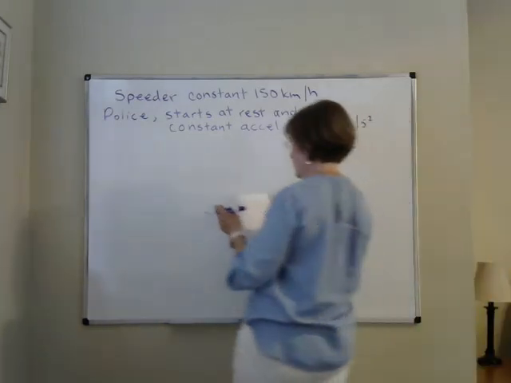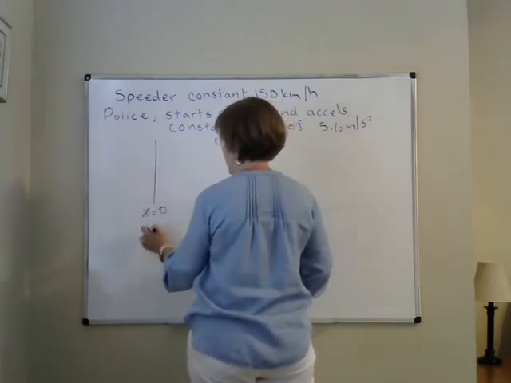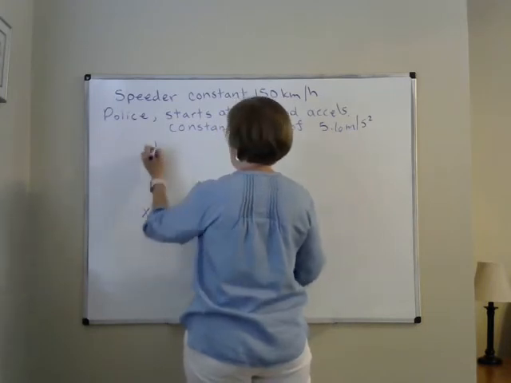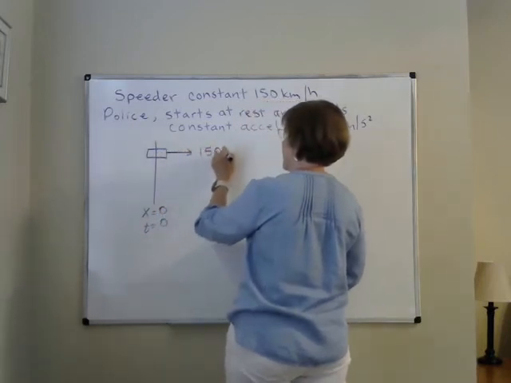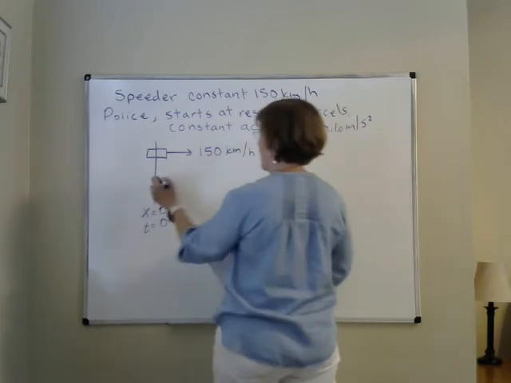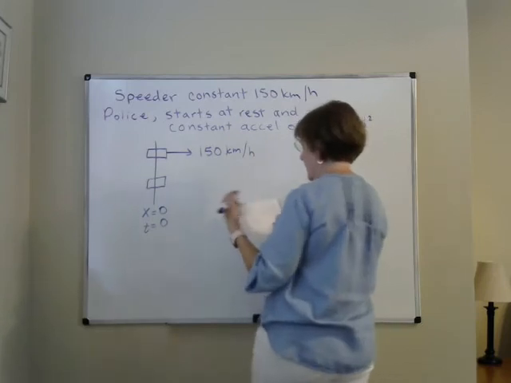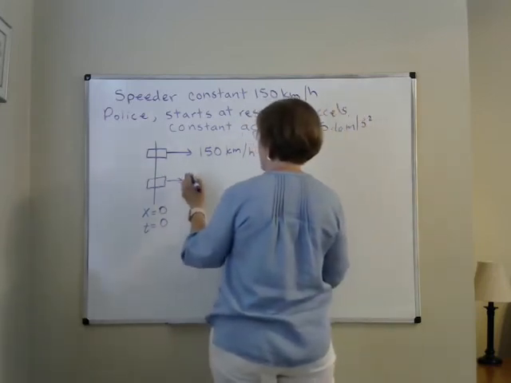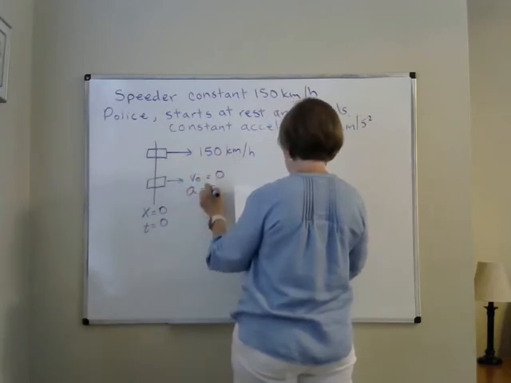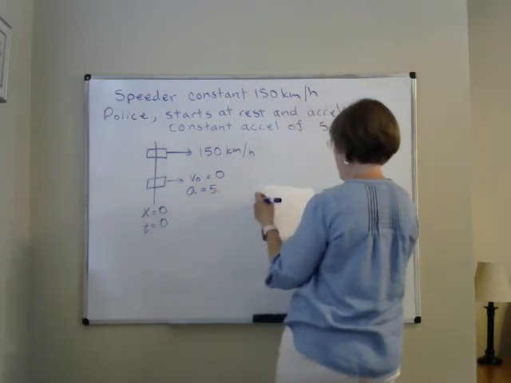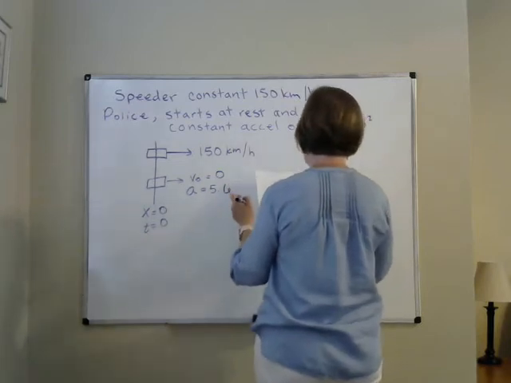So you can picture a situation where here's x equals 0, and this is t equals 0, and we have a car going a constant 150 kilometers per hour, and I think this was supposed to be maybe a motorcycle officer. He is parked, but he's going to accelerate beginning from rest at a constant 5.6 meters per second squared.